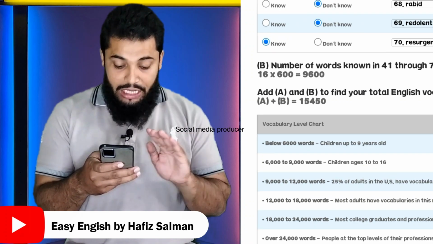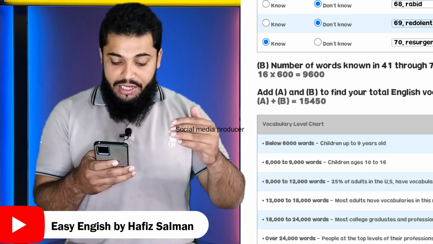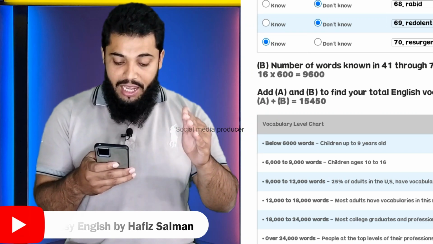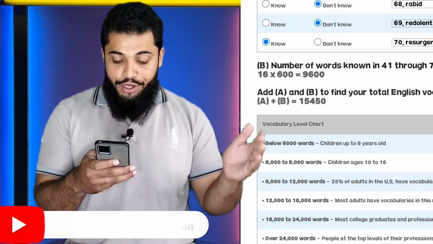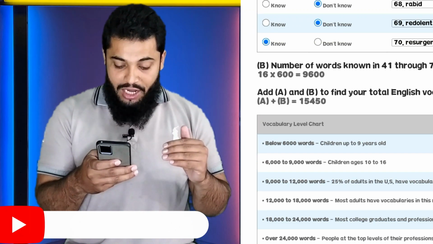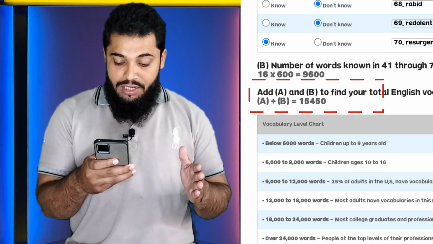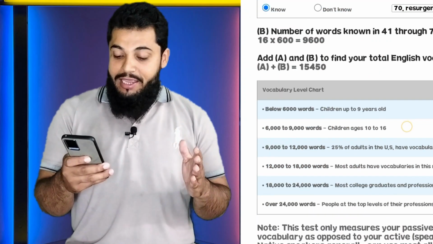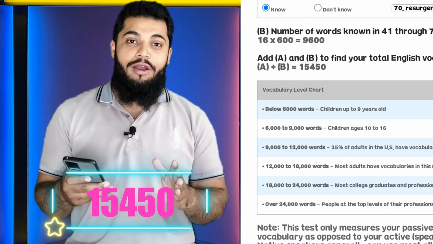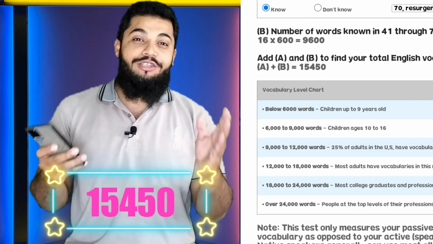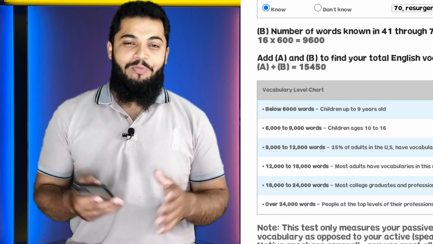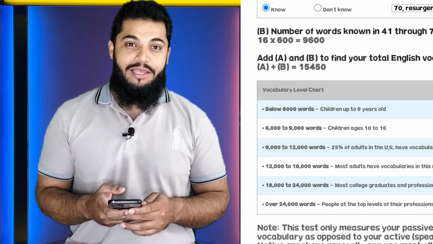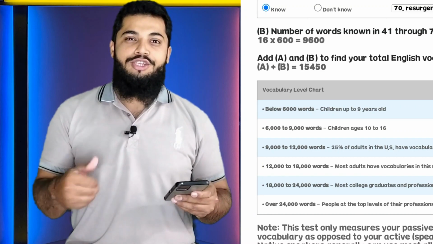So this is the final part. Here we have the complete result. We will calculate the correct words we got from 1 to 40, and then the second part from 40 to 70. So let's calculate it together, and it becomes 15,450 words. This is my estimated vocabulary. I have approximately 15,450 words in my vocabulary. So you can do it as well to calculate and estimate your own vocabulary. This is the easiest and a very interesting way to estimate it.